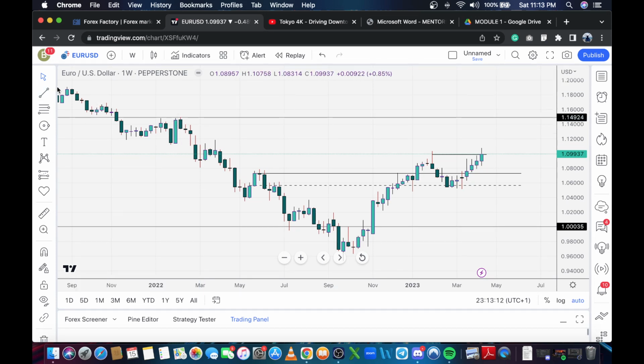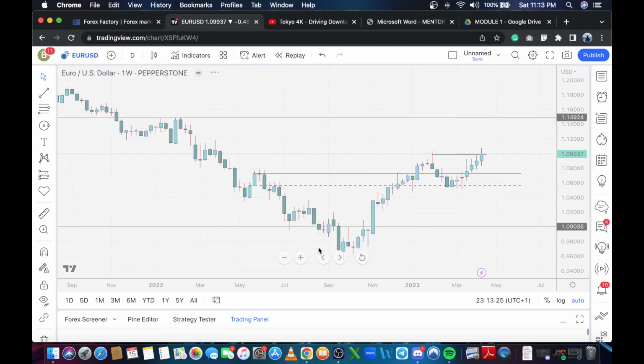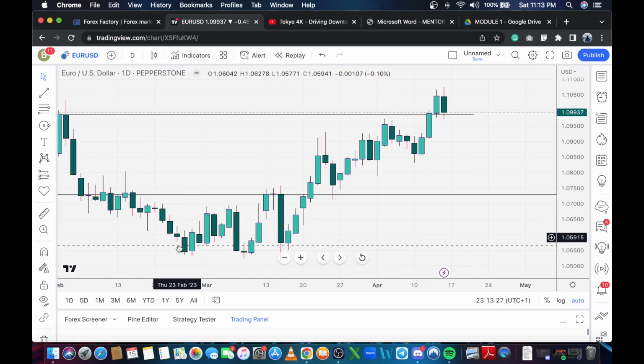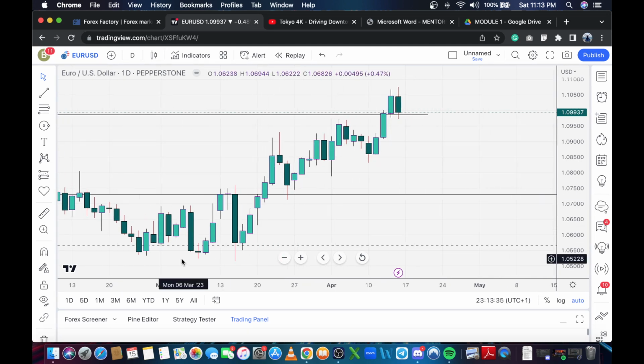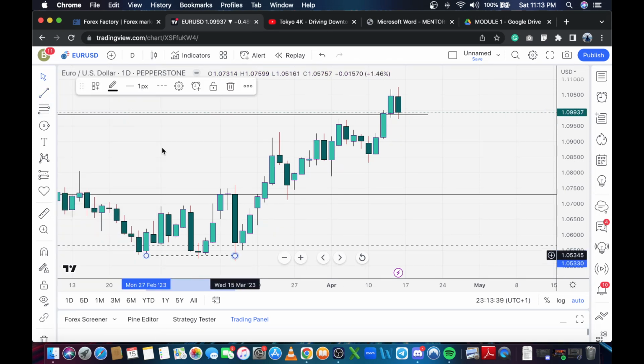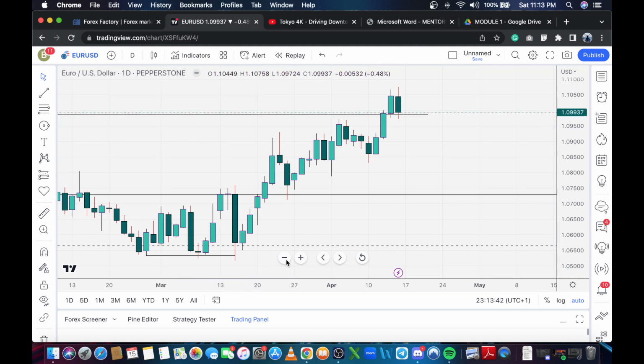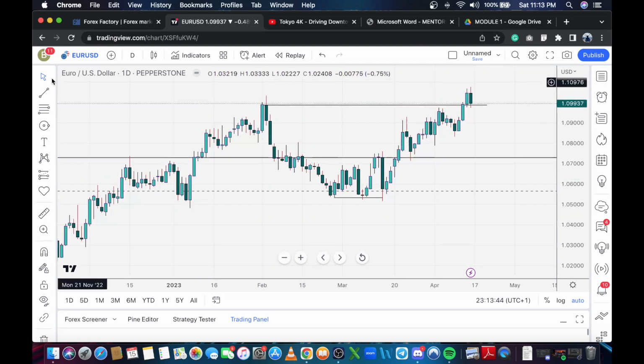Alright, so let's go back and define this. Now, remember these lines from this weekly mitigation block, because I'm going to go down to a lower time frame, and you're going to see the importance of those lines in price. So let's go down to a daily time frame. You can see what's going on here. Reaccumulation. Now watch this. We have equal lows down here, and then we have a rejection block down there.